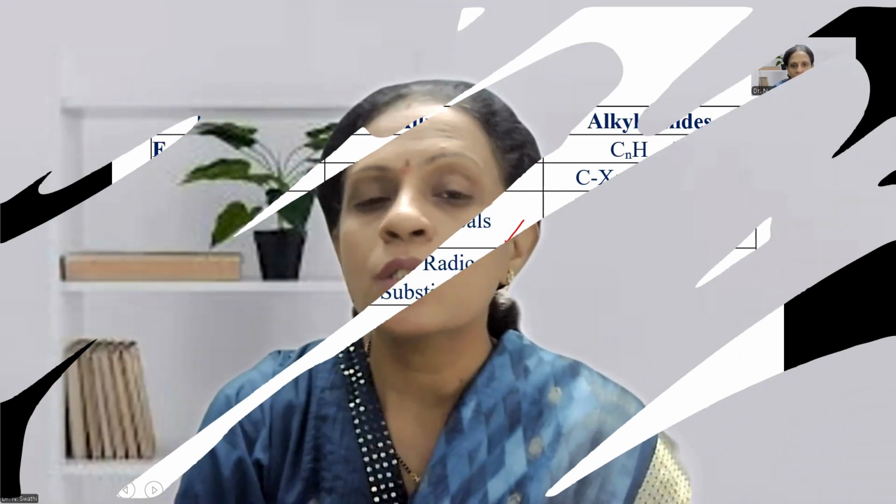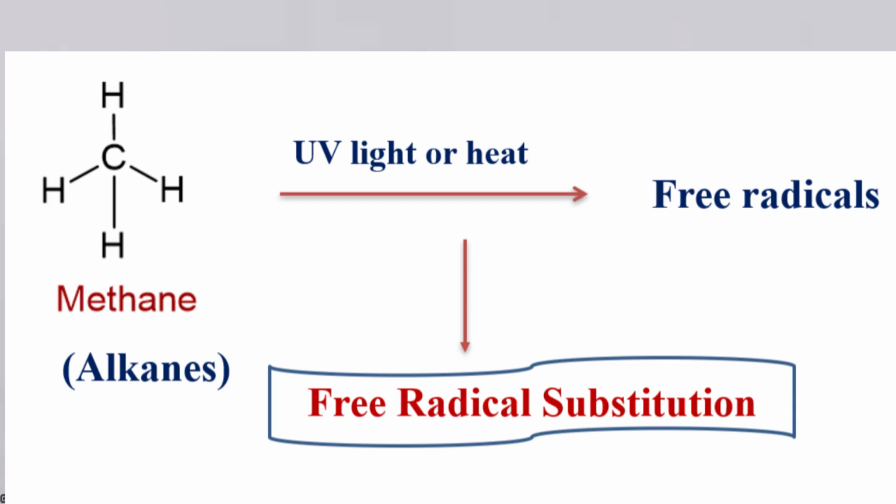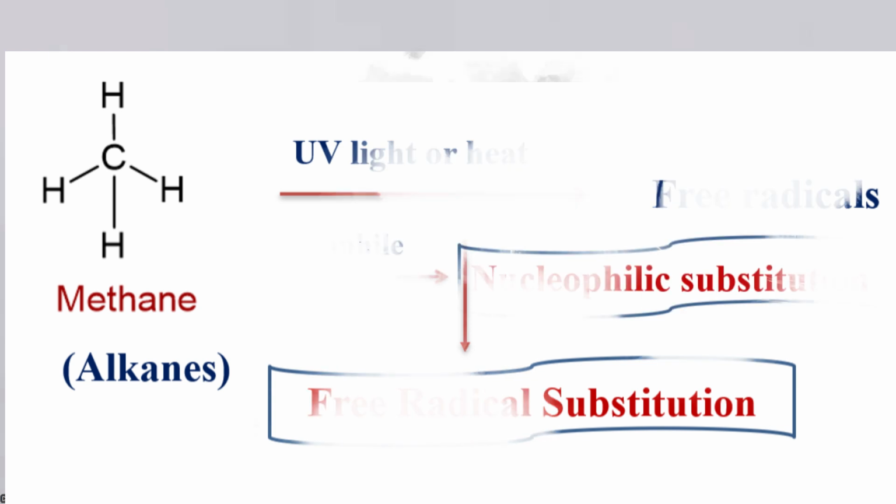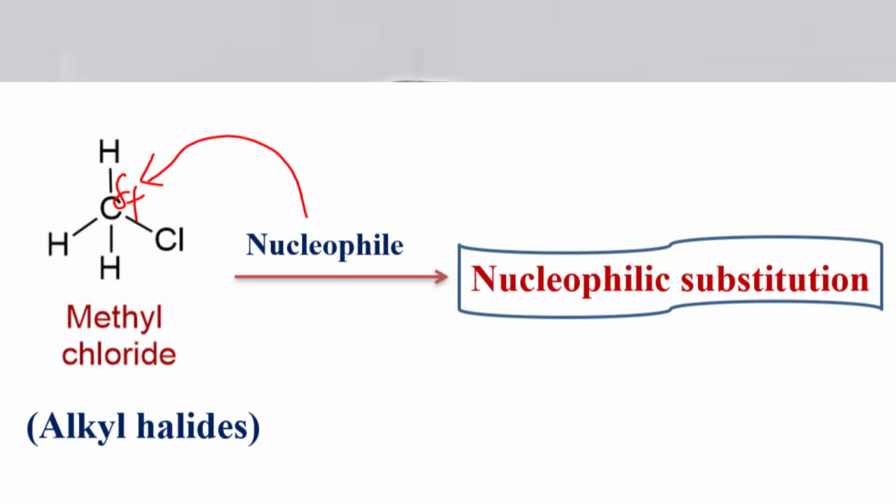Thus, the attacking reagents on alkyl halides will be nucleophiles, and hence they will undergo nucleophilic substitution reaction. So overall, alkanes, due to the presence of non-polar bonds, will undergo free radical substitution reactions in the presence of UV light or heat. Whereas in case of alkyl halides, due to the presence of the carbon-halogen polar bond, they attract nucleophiles. Hence, they will undergo nucleophilic substitution reactions.